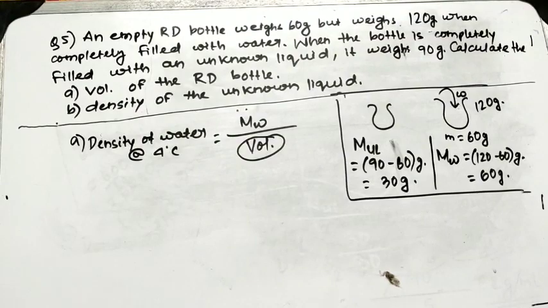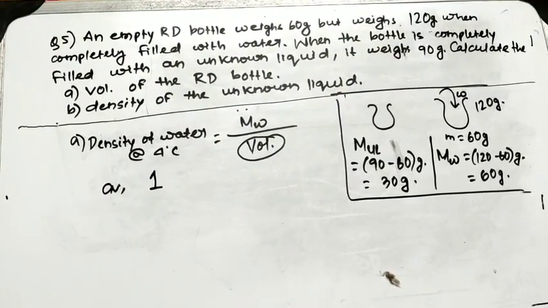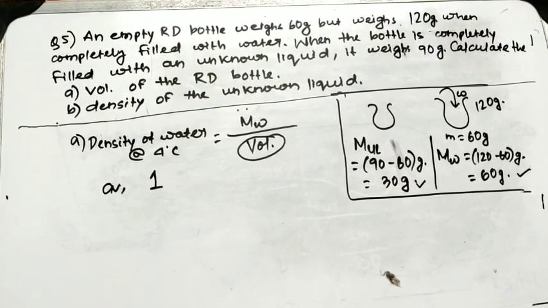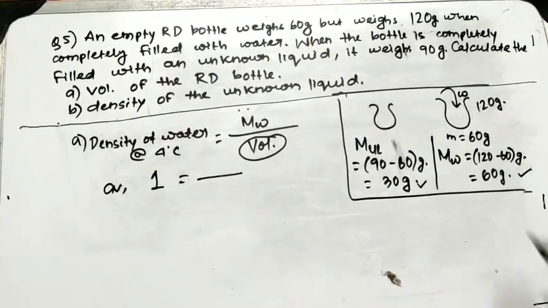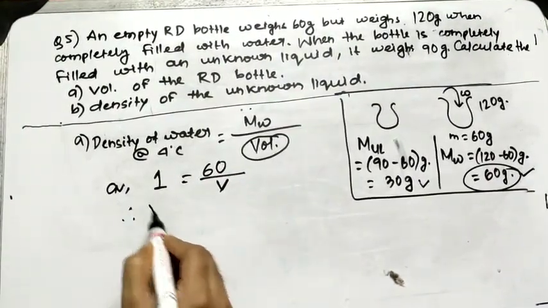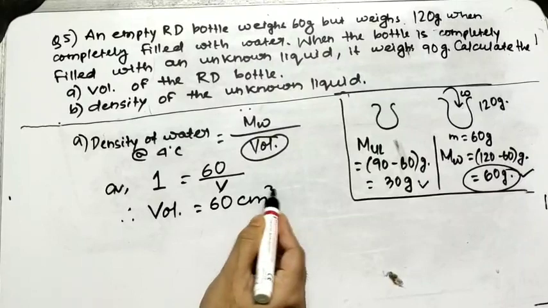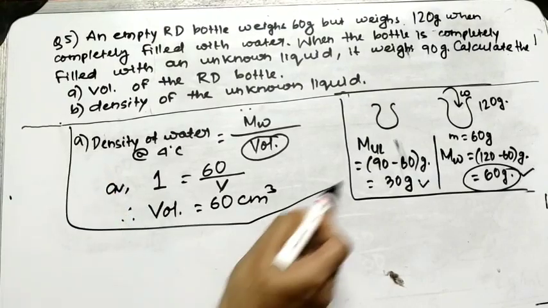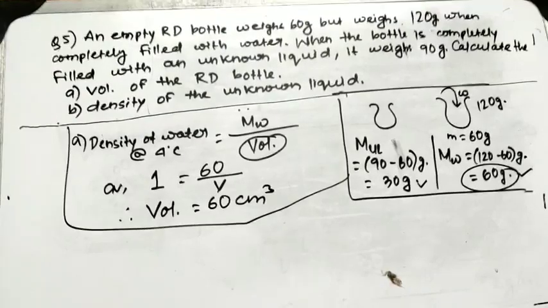So density of water at 4 degrees centigrade is 1 gram per centimeter cube. We should write 1 because see, we have gram over here. That means the unit is in CGS system. So 1, and mass of water becomes, we have the mass of water 60 gram, right? So let's write 60, and V we need to find out. So therefore volume of that RD bottle becomes 60 centimeter cube, or you can say 60 cc. Clear?